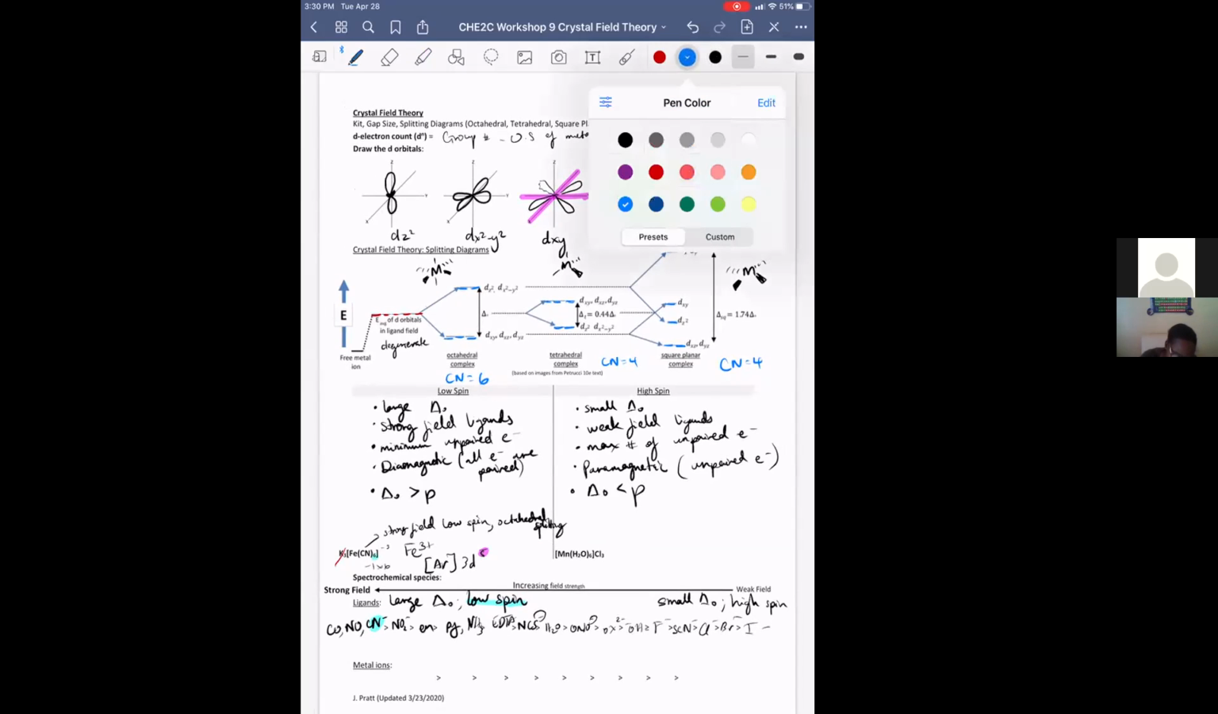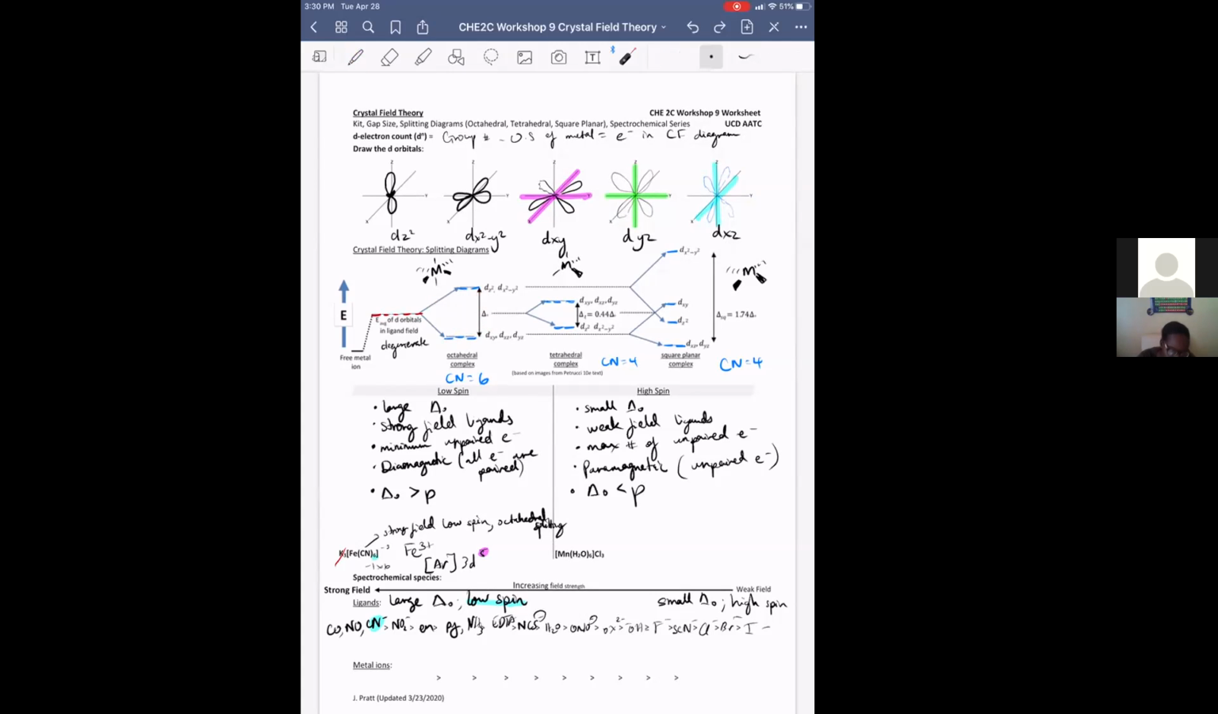So now let's look at the octahedral splitting pattern that we see here. And now we want to fill it with electrons. So we need 5 electrons.